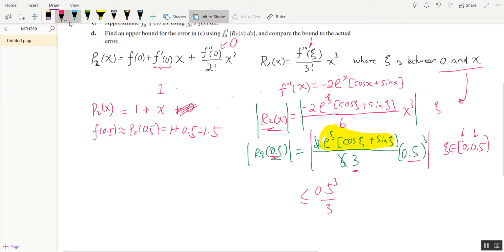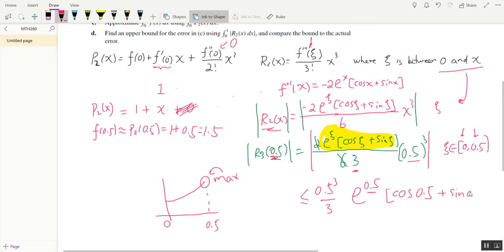So this is how I will bound. I'm going to go back to here. So times e to the 0.5. Why 0.5? Because the graph looks like this, right? This is 0, this is 0.5, and this max occurs right here. So that's why we pick the 0.5 times cosine 0.5 plus sine 0.5. Okay, after the algebra, use your calculator, and this numerical value is your error bound. So now that's it for the first part.